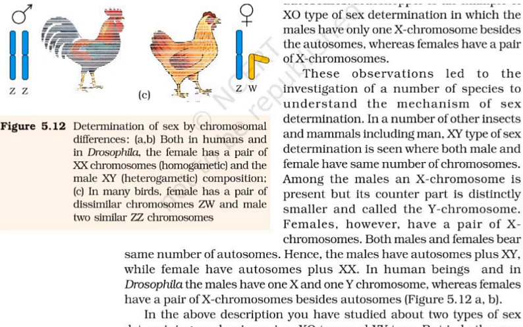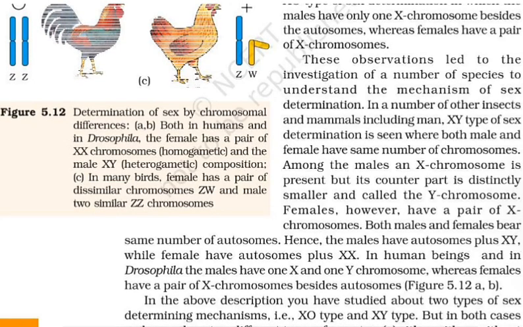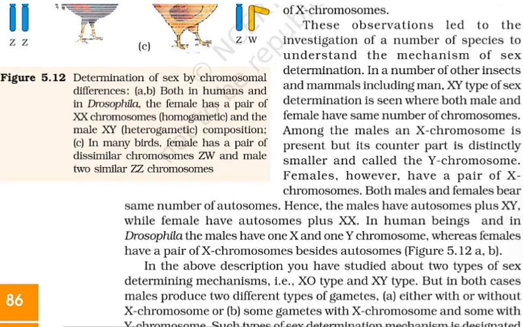Henking in 1891 could trace a specific nuclear structure all through spermatogenesis in a few insects, and it was also observed by him that 50% of the sperm received this structure after spermatogenesis, whereas the other 50% sperm did not receive it. Henking gave a name to this structure as the X body, but he could not explain its significance.